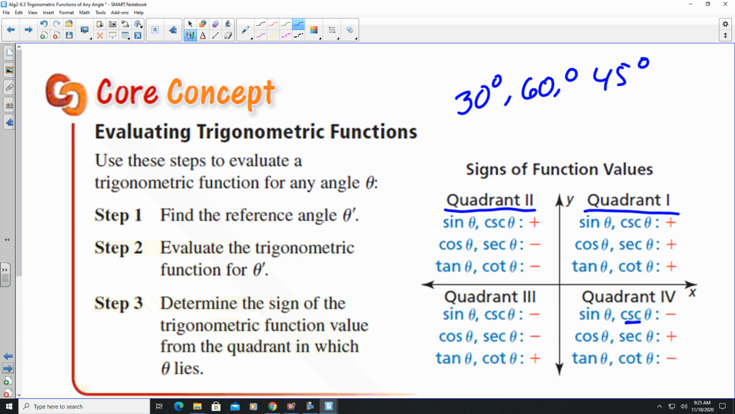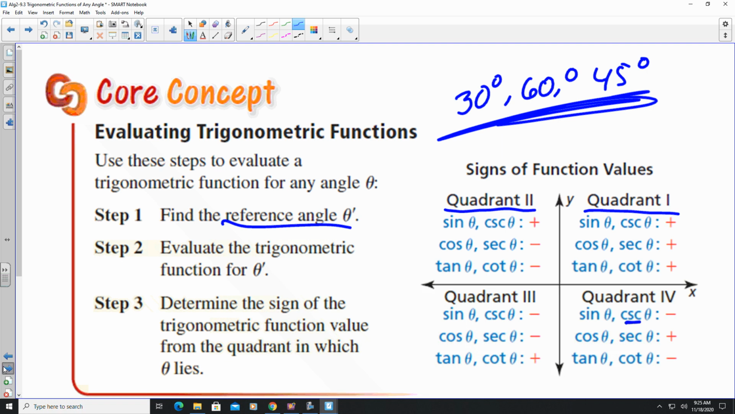Sorry about that. So what you're going to do is get these reference angles. Hopefully these reference angles are one of these three, and then you can evaluate them by what they were, and then determine the sign by first what kind of trig function it is and what quadrant it is.